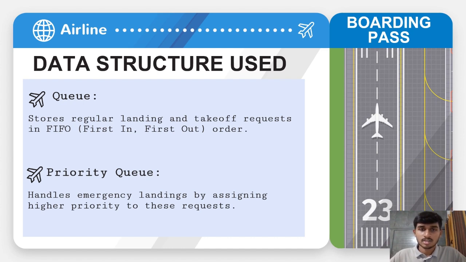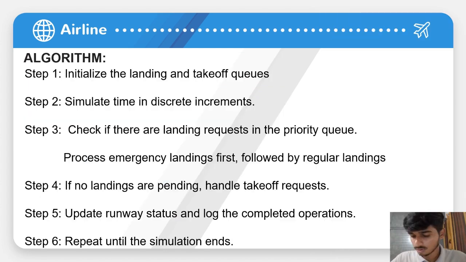Here, the data structures used in this program are queue, which stores regular landing and takeoff requests in first in, first out order. And the priority queue handles emergency landings by assigning higher priority to the emergency landing requests and giving low priority to the normal landings and takeoff requests.